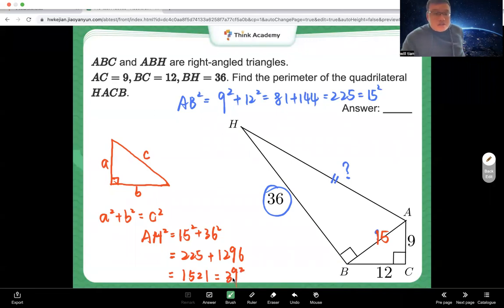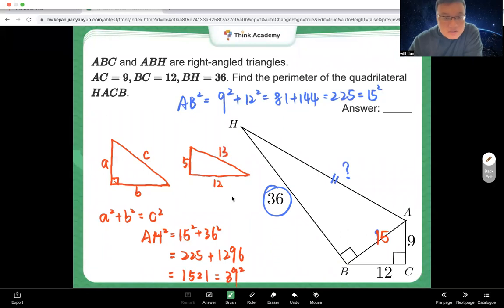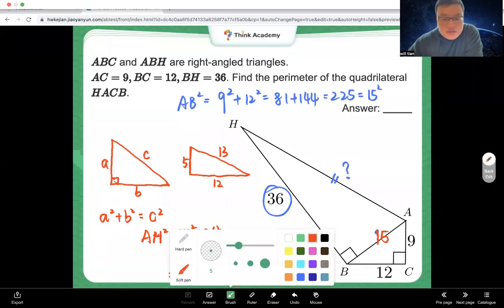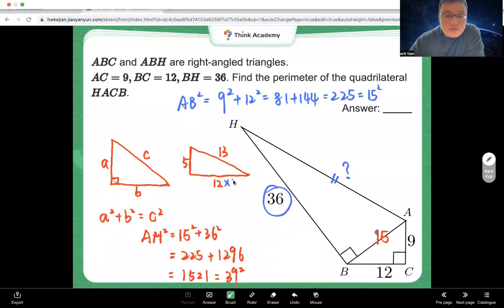Actually, guys, you could do that. If you remember the Pythagorean triple, we do have that one. If you remember that, you can just get the number directly, which is 5, 12, 13. If you remember this, you can just use it. Because you see that 36 equals 12 times 3, and then 5, I see 15 here, it will be 5 times 3. That means the longest side of that triangle will be this 13 times 3 as well. So you can get 39, right? This is 39.